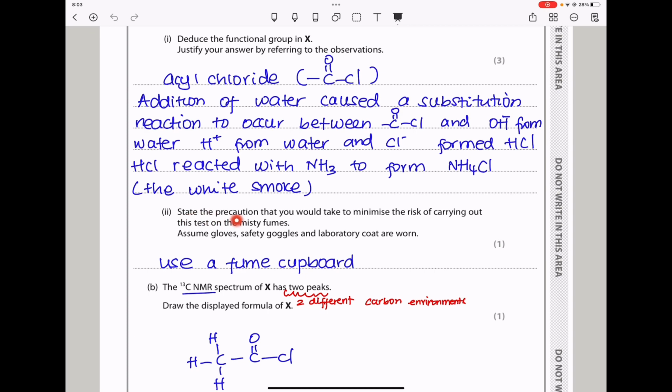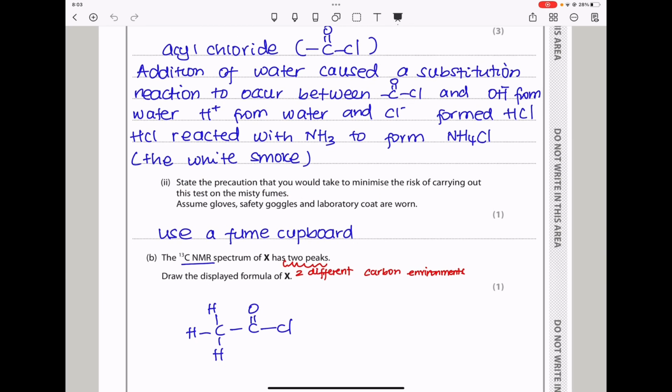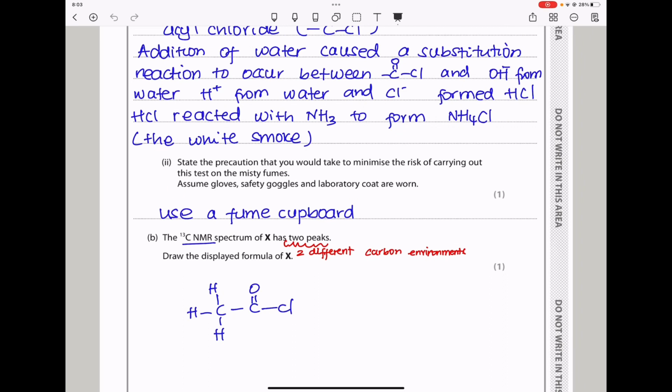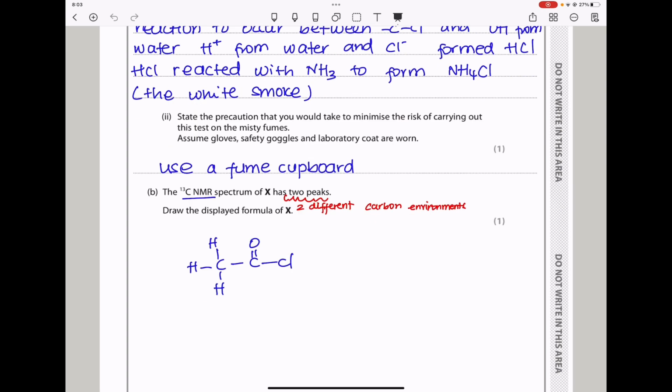The next part says state the precautions that you would take to minimize the risk of carrying out this test on the misty fumes. And they say assume gloves, safety goggles, and laboratory coat are worn. Because the misty fumes, which is hydrogen chloride gas, is toxic, you have to work using a fume cupboard. So that is the answer there. And next they say the carbon-13 NMR spectrum of X has 2 peaks. They want you to draw the displayed formula of X.